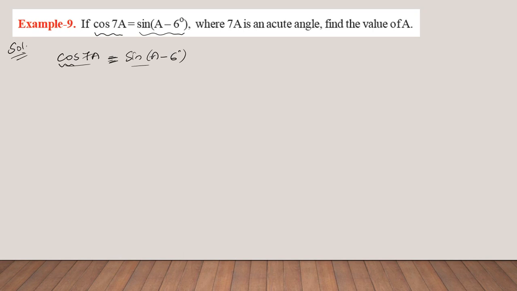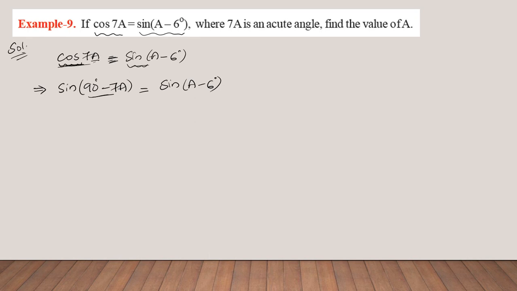So either you can change cos as sin or sin as cos. It is possible. So you can change cos as sin. How can you change cos as sin? I can change this cos as sin by writing it as sin of 90 minus 7a. So sin of 90 minus 7a can be written as cos 7a, right? So cos 7a I can write as sin of 90 minus 7a, which is equal to sin of a minus 6.